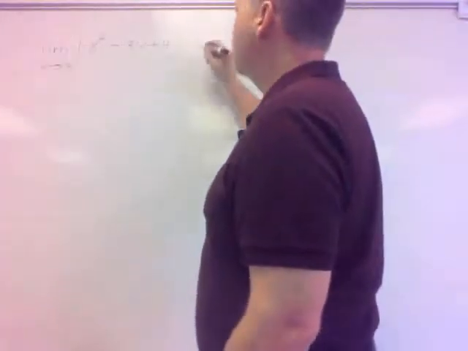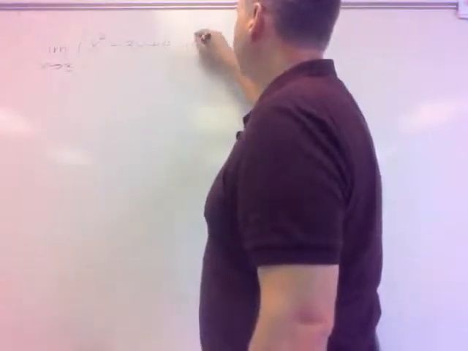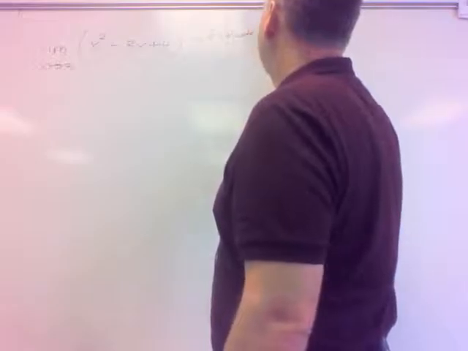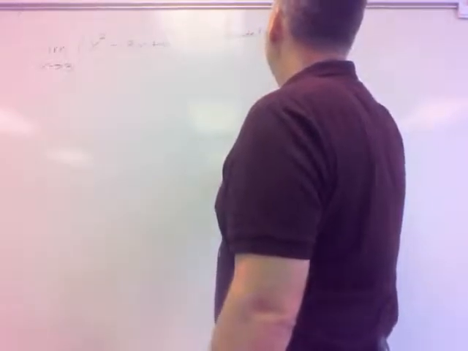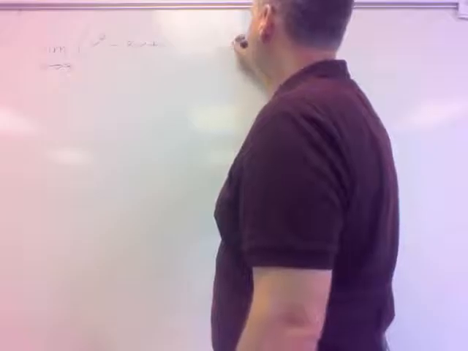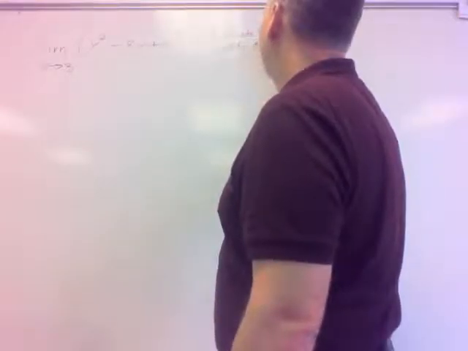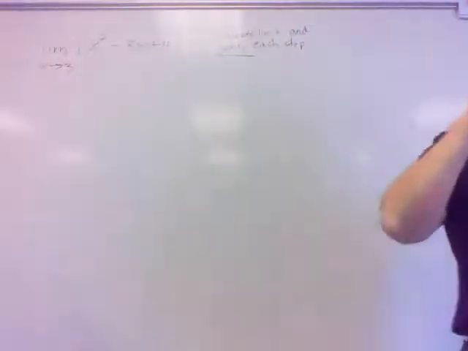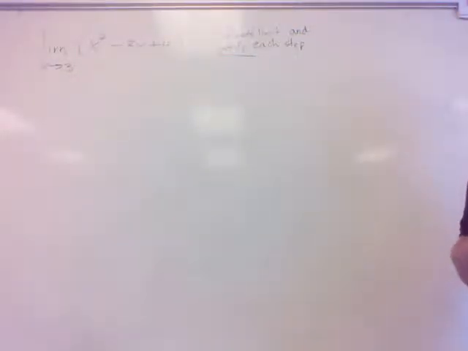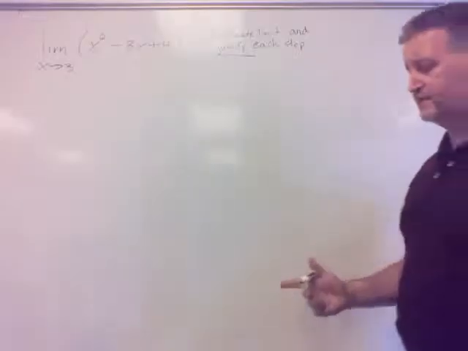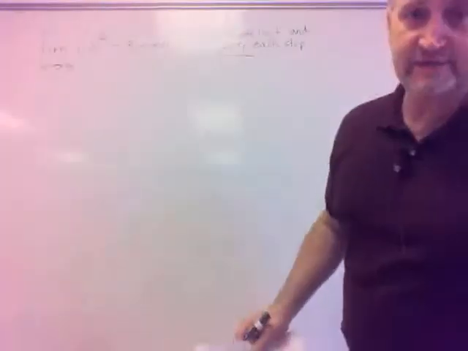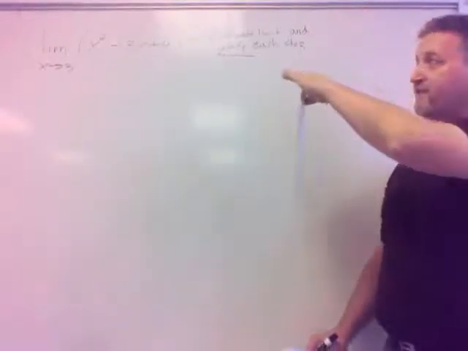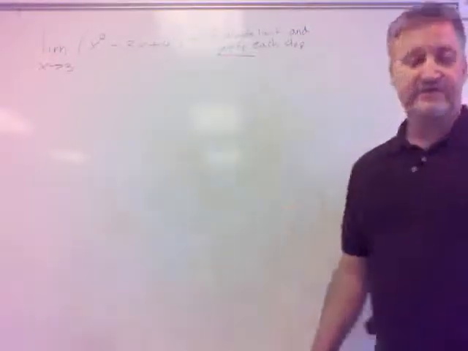Here are my instructions: evaluate this limit and justify each step. Like I said, we'll just do this once or twice with this justifying. What I mean by that is take these limit laws that we just talked about on the handout and justify what we get to be the actual limit here.